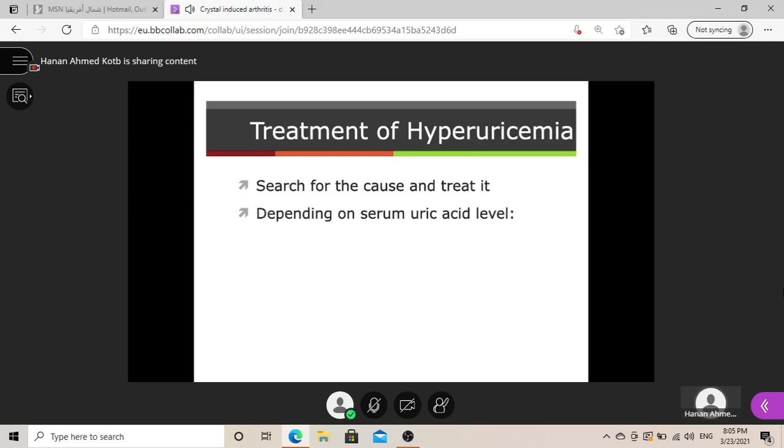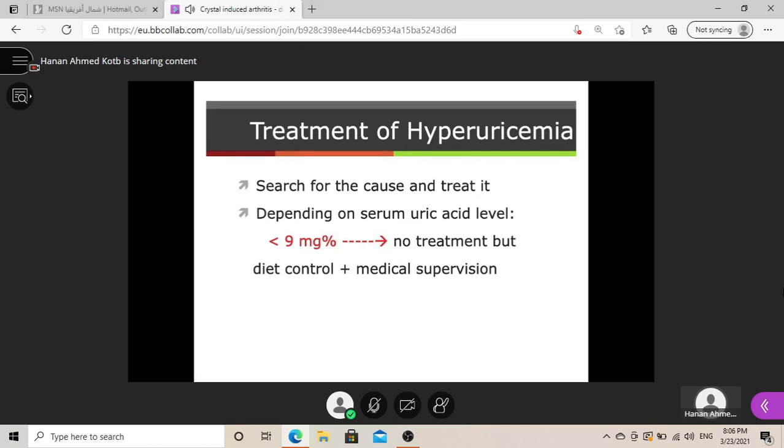والتريتمنت بقى الهايبريوريسيميا according to the serum uric acid level. If it is less than 9 milligram per deciliter, I would not start medical treatment or give the patient drugs, but I tell them in Ahoma they need to lose weight, control their diet, do more exercise, and drink plenty of fluids. We're under medical supervision in the sense of regular follow-up of their serum uric acid.